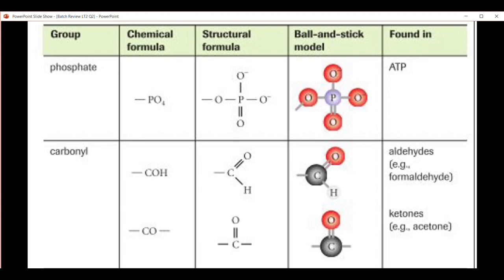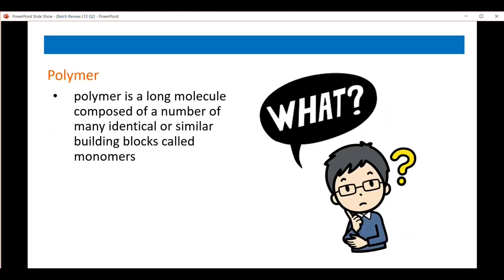So those are the functional groups that you have to remember: carbonyl, carboxyl, phosphate. You have to remember the hydroxyl, sulfhydryl, and all of those functional groups. So just remember, the addition of these functional groups will definitely change the properties and definitely change the function of those particular biomolecules.